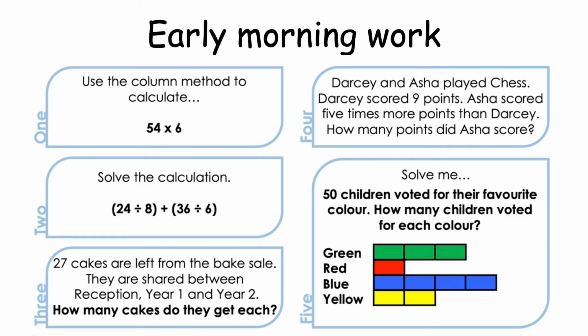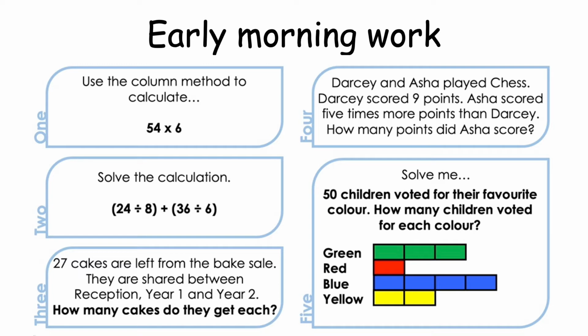Number 3, 27 cakes are left from the bake sale. They are shared between reception, year 1 and year 2. How many cakes do they get each? How many year groups? How many cakes? How many did they get each?